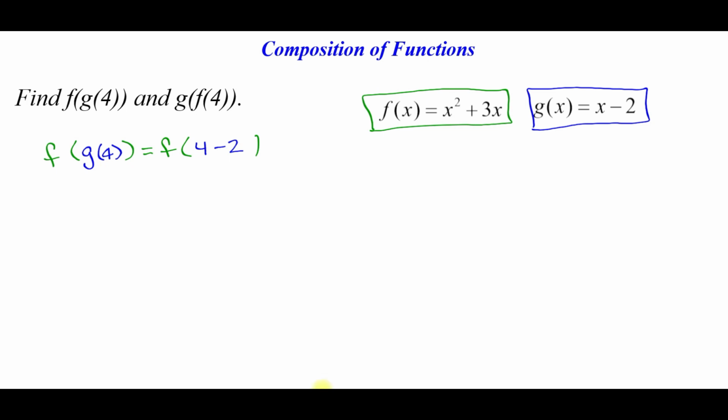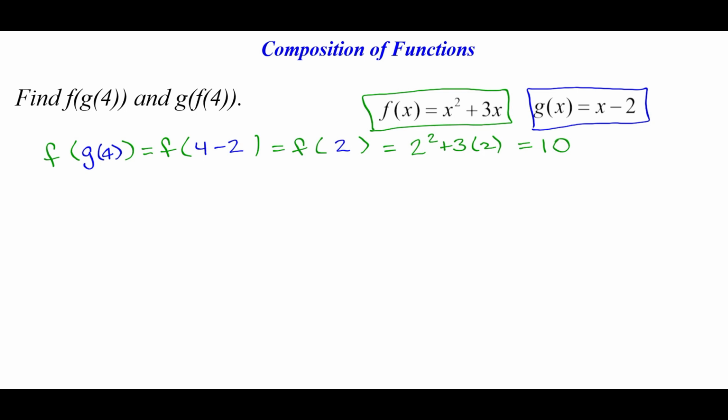At this point, I want to simplify. So this is going to give me f of 4 minus 2, which is just 2. So now I've simplified in the smallest parenthesis that I have currently. So now I'm going to take the 2 and I'm going to plug it into the f function. So that says that I'm going to take whatever is in the parentheses and square it, plus 3 times whatever is in the parentheses. And that's going to give me 10.